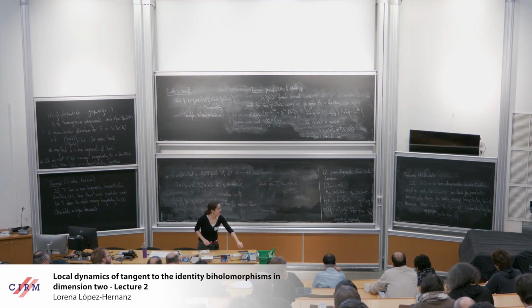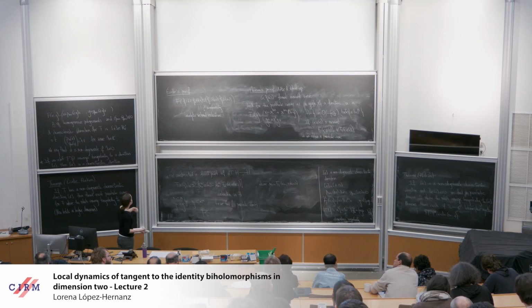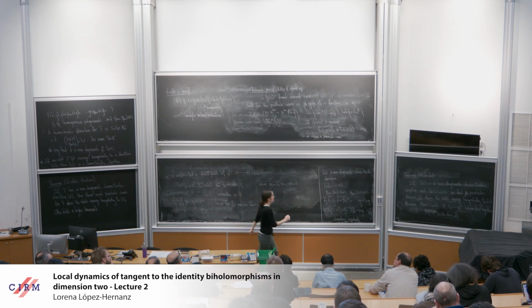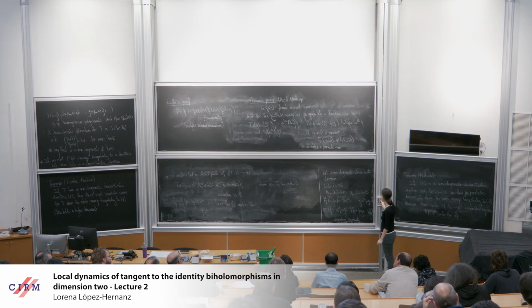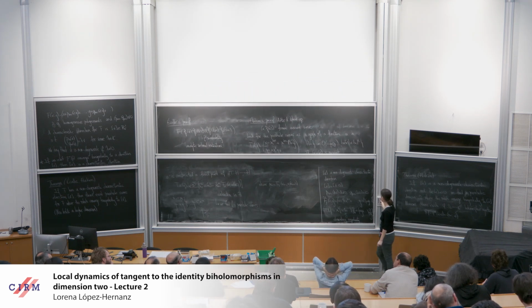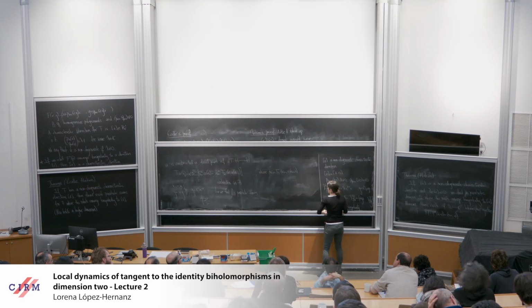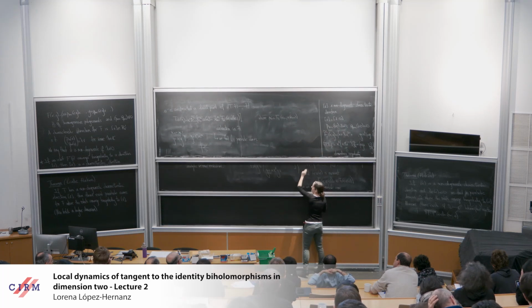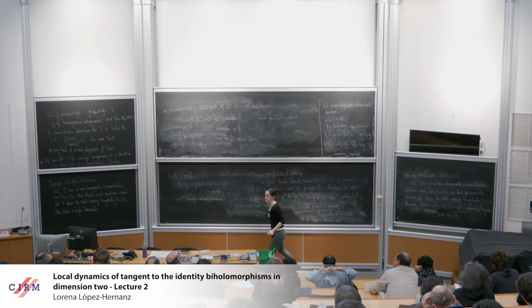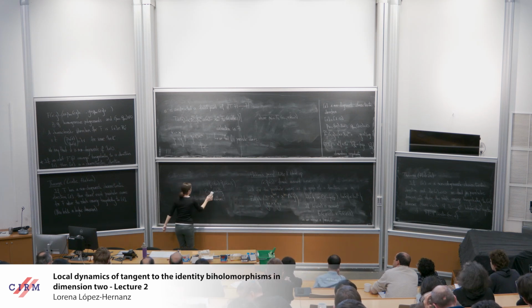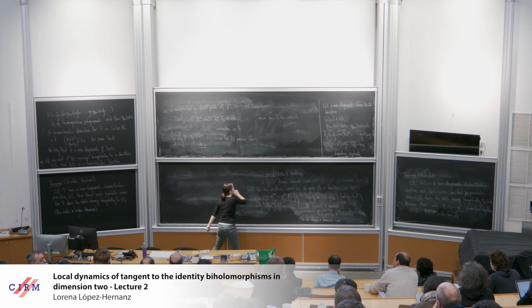Okay, so what happens if we do not have a non-degenerate characteristic direction? So in C^2, we can always have a parabolic curve or a curve of fixed points. Okay, this is Abate's result, and it only holds in dimension 2.